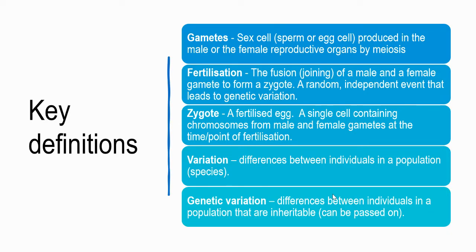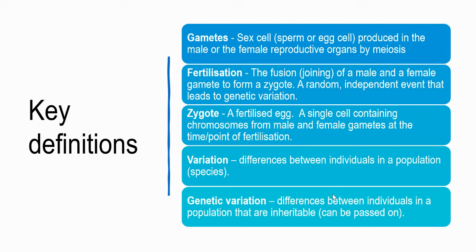So we've got some key definitions that you need to know. Gametes are sex cells, sperm or egg cells in animals, pollen and ovules in flowering plants, and they are produced in the male or the female reproductive organs by the process of meiosis, which is cell division to produce gametes. And then we've got fertilization, which is the fusion or the joining of a male and female gamete to form a zygote, which is the first fertilized cell. And that fertilized cell copies itself many times via the process of mitosis to get an embryo, which grows into a baby and then into an adult.